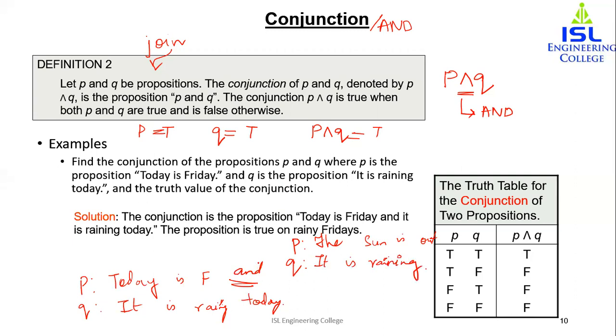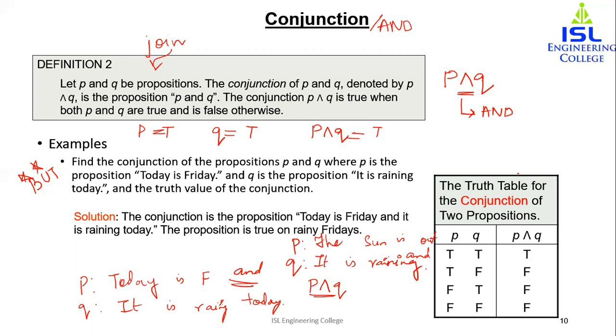So P is the sun is out, Q is it is raining. Whenever we want to find P and Q, we have to attach an and between these two statements: the sun is out and it is raining. If you join these two statements with an and, then you form the conjunction of the two propositions. Also, one more important thing to remember is that sometimes the word but is used instead of and in the case of a conjunction.